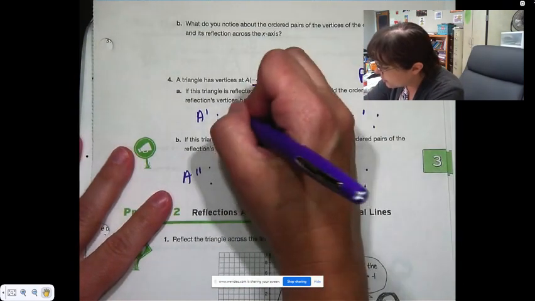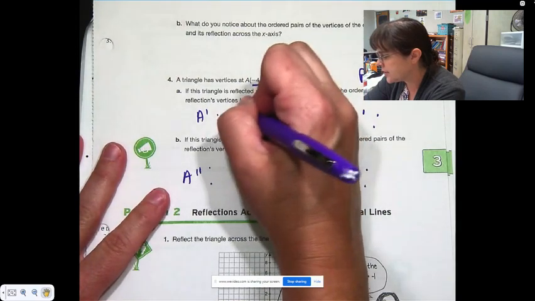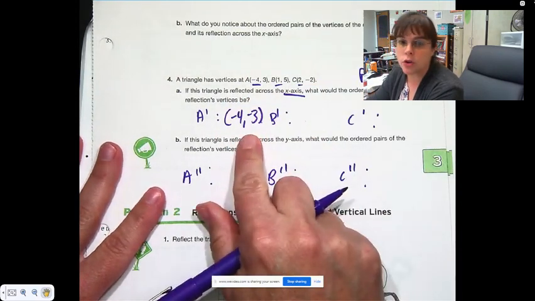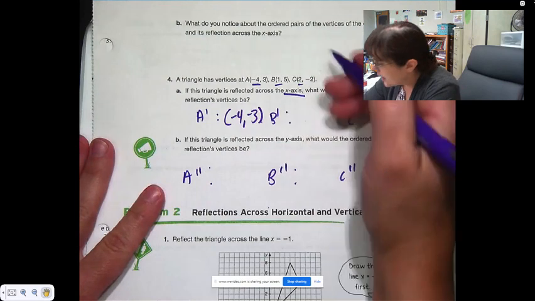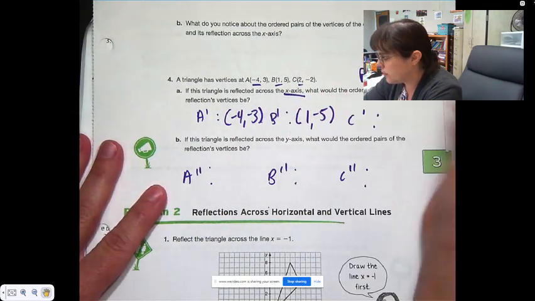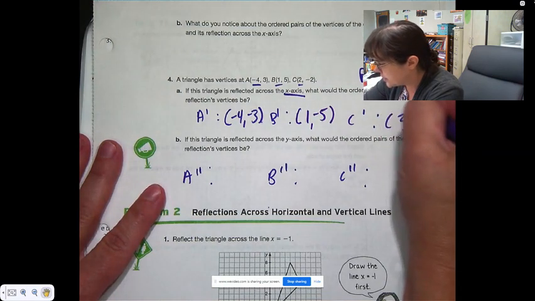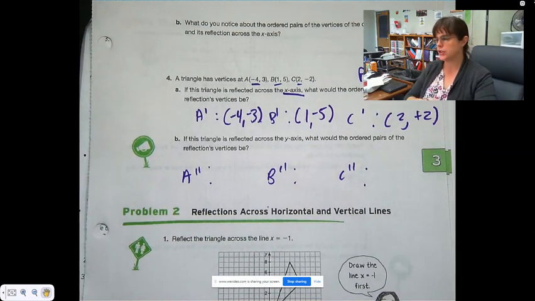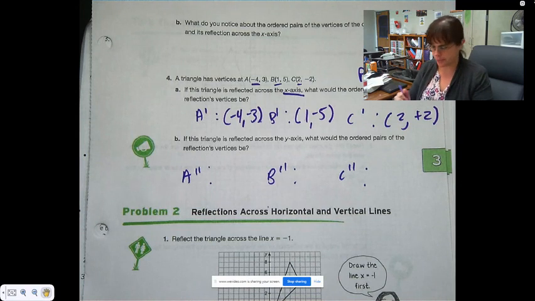All right, so I know if I'm reflecting across X, I just learned that X stayed the same, but my Y coordinate changed its sign. I know B goes from being 1, 5 to being 1, negative 5. And I know that C, my first value stays the same, but my second value is going to change its sign. So that's 2, 2.